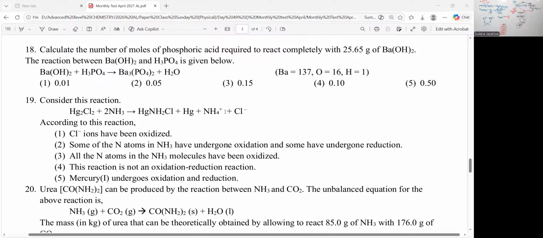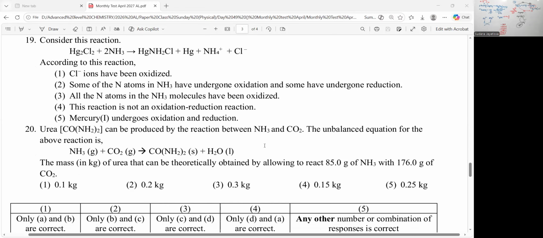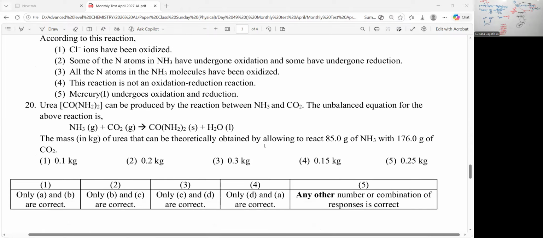Okay, so that undergoes both oxidation and reduction. So right there, a disproportionation. Okay, good. Now let's go to question number 20. So we will finish today's discussion with this MCQ, question number 20.